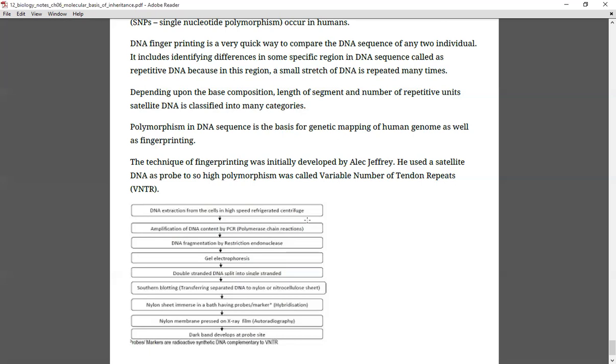First of all, the cells are isolated from the medium, and upon isolation they go for the centrifugation part, that is the separation of the DNA, right? After centrifugation is carried out, the DNA is extracted from the cell. So now not only the cells but the DNA from the cell is also coming out. Next is the amplification of the DNA content, which occurs by PCR, that is the polymerase chain reaction, right?